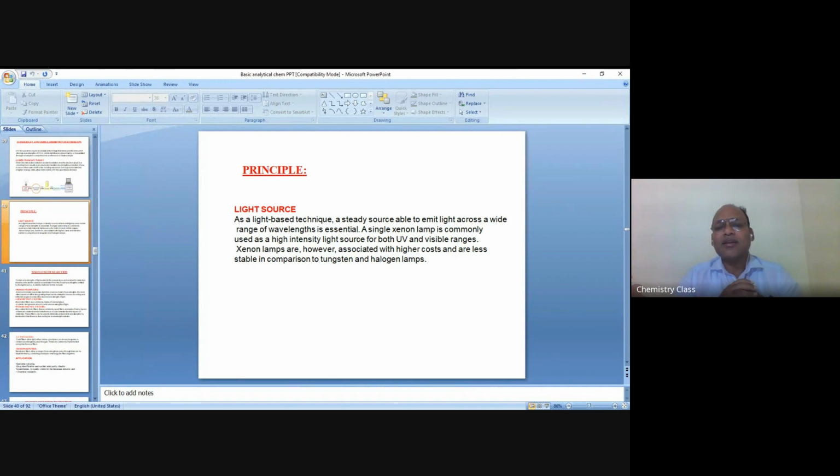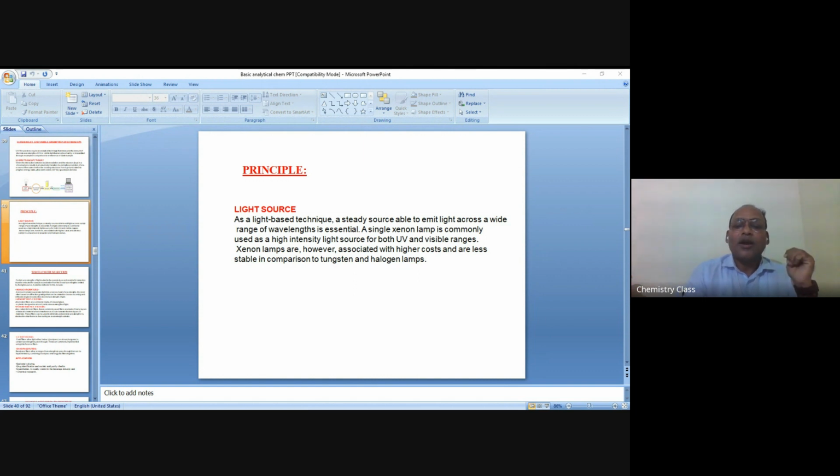Second thing is that xenon lamps are associated with higher costs and are less stable in comparison to tungsten and halogen lamps. So we can substitute the xenon lamps by using tungsten and halogen lamps also. So be careful. That is what I discussed with you all yesterday: you have to choose the source, and proper planning should be there. Then your experiment will work, as it is a practical thing. So we can use that accordingly.